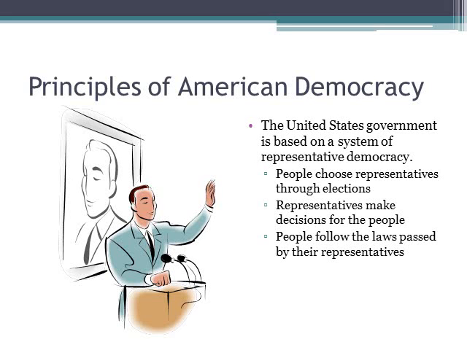Principles of American Democracy. The United States government is based on a system of representative democracy. That means that people choose representatives through elections, and those representatives make decisions about the government for the people. Then people follow the laws that are passed by their representatives. That way everybody gets some say-so in how the laws are made, but everybody doesn't directly participate in the making of those laws.